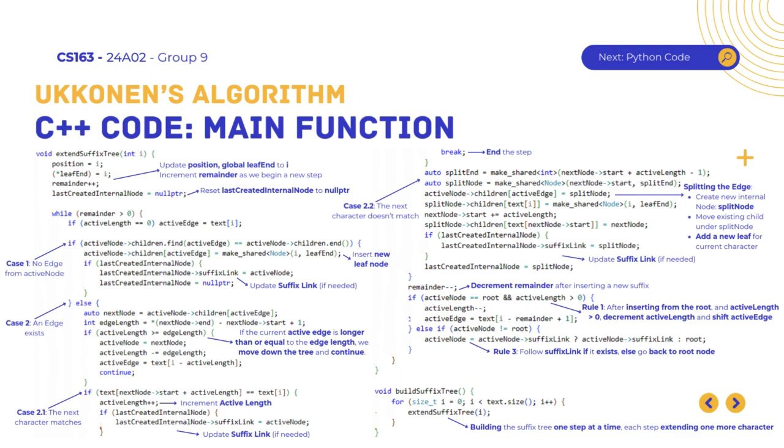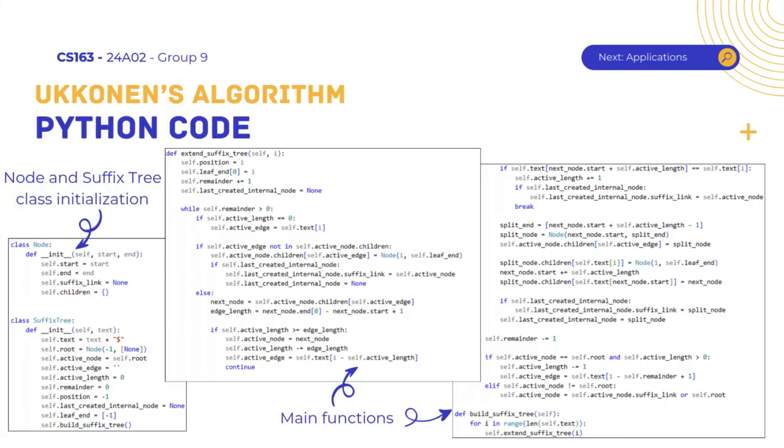We also have the Python code for all of those who use Python out there. Shout out to Python. This is the class of the node and the suffix tree class initialization, and the two pages over in the middle and the right is the main function. Also we use extend suffix tree and build suffix tree. This is basically very similar to the C++ code.